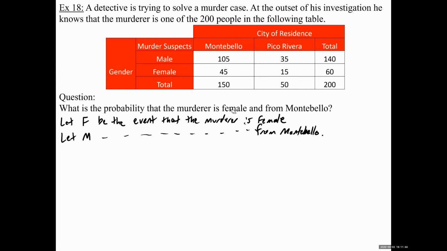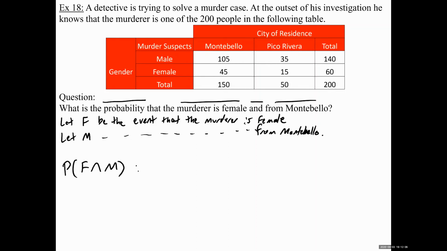Okay. Then the second thing you have to do, which was done in all the previous problems, but this time you have to do it, is write down the mathematical notation for the question. You have to take this question and write the math notation for it, which is not hard. It says, what's the probability? So you're going to put a P, that the murderer is female, and from Montebello.